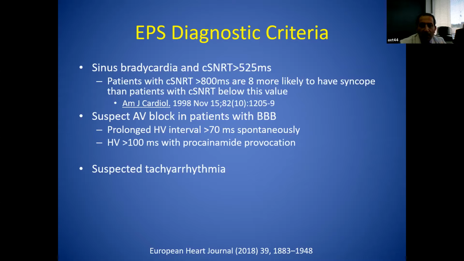So if you have a marginal HV interval of 65, say, milliseconds, we give procainamide to see if we can push that out to over 100. And if it prolongs to over 100, that's also positive, and you should consider a pacemaker. Or if you see induction of infrahisian block, either spontaneously once you put catheters up or by pacing.